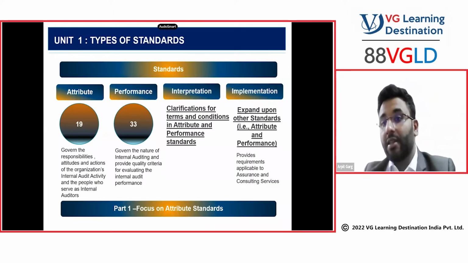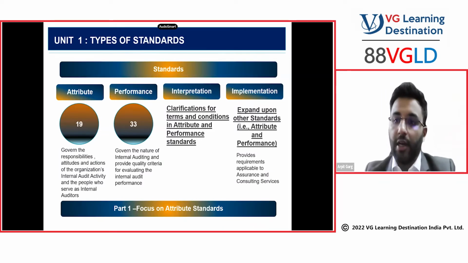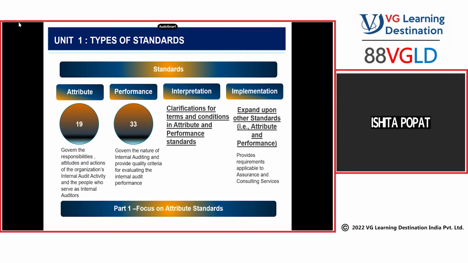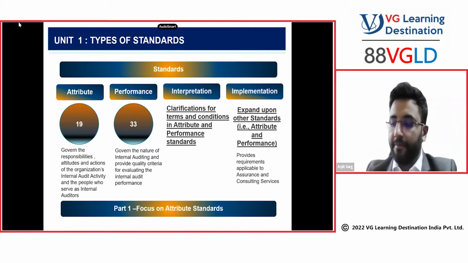Attribute standards start with the 1000 series. So every attribute standard starts with, it's like 1001, 1010, 1020, or whatever it is. It starts with the 1000 series. Performance standards, there are 33 of them, and they start with the 2000 series. So those are the two number series that we follow in the standards. And how many in total? How many attribute standards, folks? Total 19. How many performance standards? Total 33.